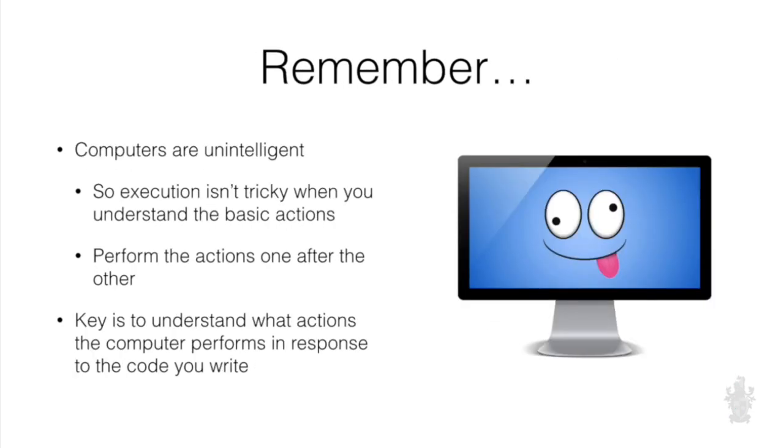Now, the great thing is computers are unintelligent. So hand execution isn't super tricky. It's doing what a computer does, a mechanical process: do exactly what the code says to do. And so the one thing you have to really understand is what are the actions that the code means. So when I say x colon equals 10, what does that mean? We have to understand how the computer interprets those, or how the compiler gets the computer to do those actions. What is it actually doing?